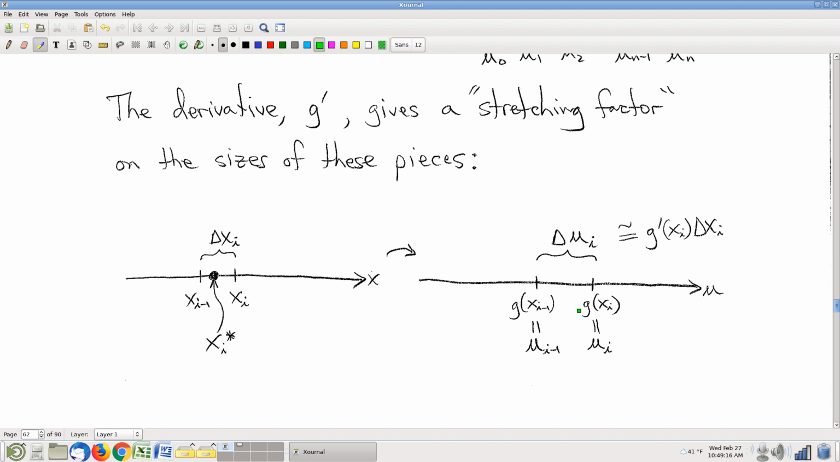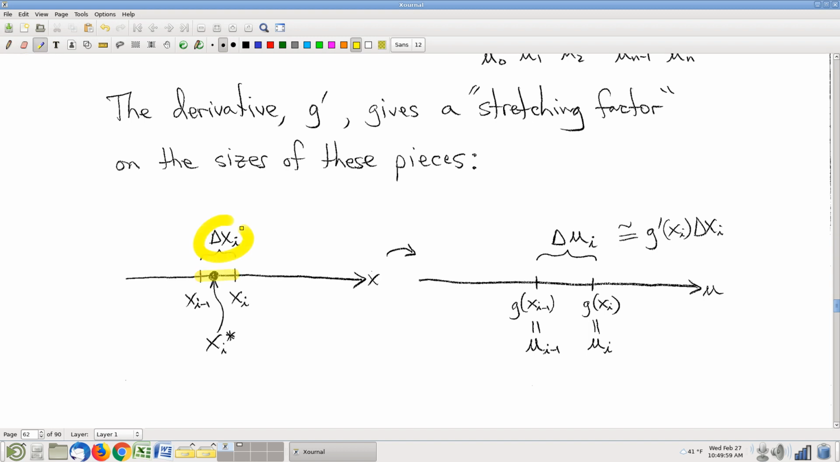Even though we think of this as a size, you could also think of it as a change. Namely, how much did x change in going from here to there? I can think of delta x as a change in x. The derivative then tells me the corresponding change in g of x, namely the corresponding change in u that we've called delta u. So multiplication by the derivative does that for us.